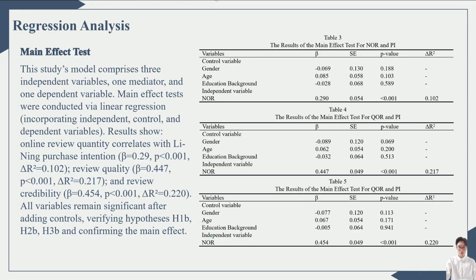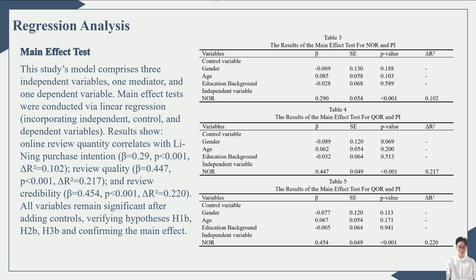Here comes the core part of the empirical analysis. First, there is the main effect test. After controlling for gender, age, and educational background, the regression coefficient of the number of online reviews on purchase intention is 0.29. Delta R squared equals 0.102. The regression coefficient of the quality of online reviews on purchase intention is 0.447. Delta R squared equals 0.217.